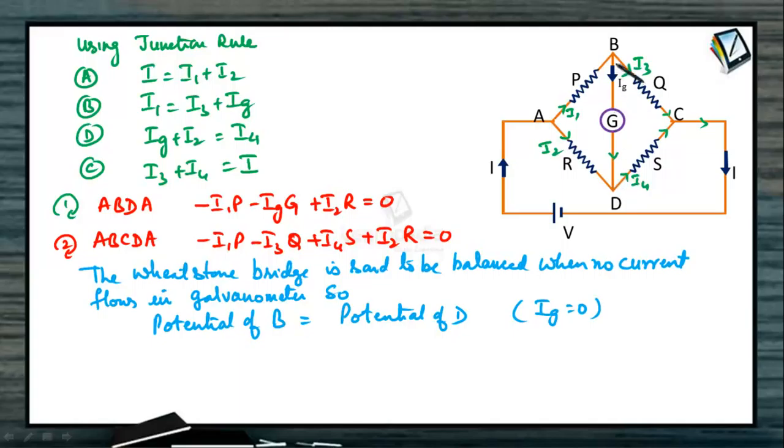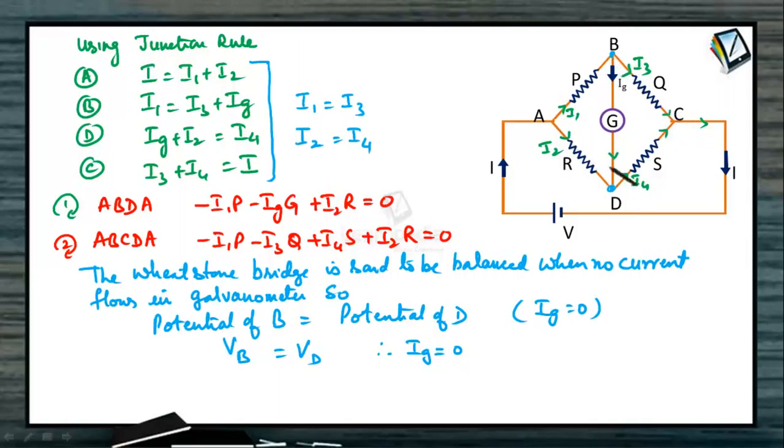In this arm, the current is 0. That means potential of point B and potential of point D are equal. When the potentials of B and D are equal, current in the galvanometer is 0, Ig is equal to 0. Substituting Ig equal to 0 in the junction rule formulas, we get I is equal to I1 plus I2, I1 is equal to I3, and I2 is equal to I4.